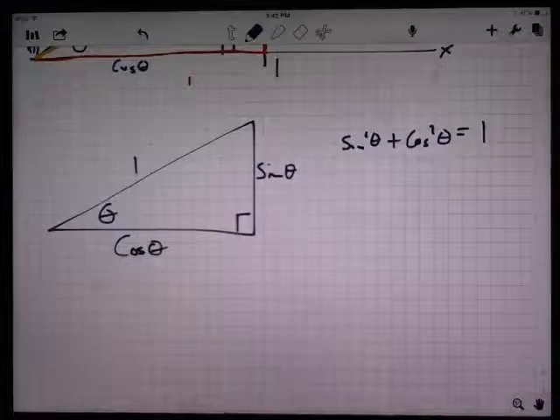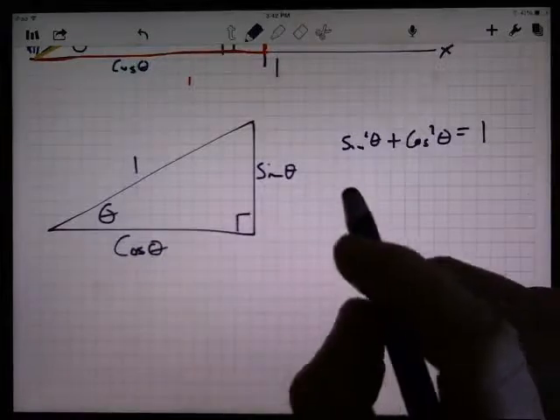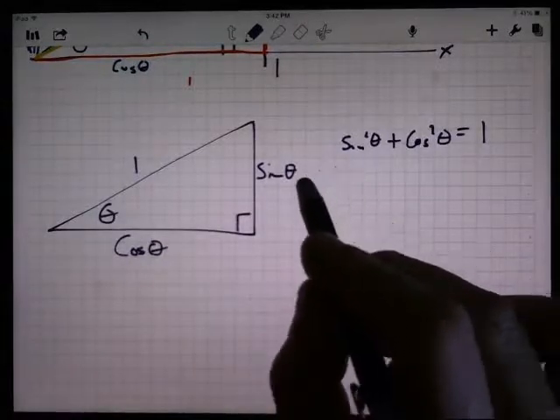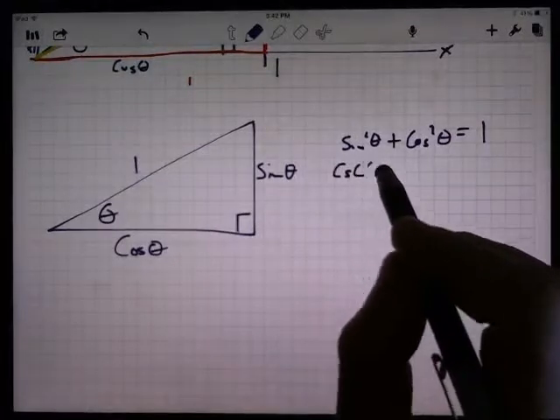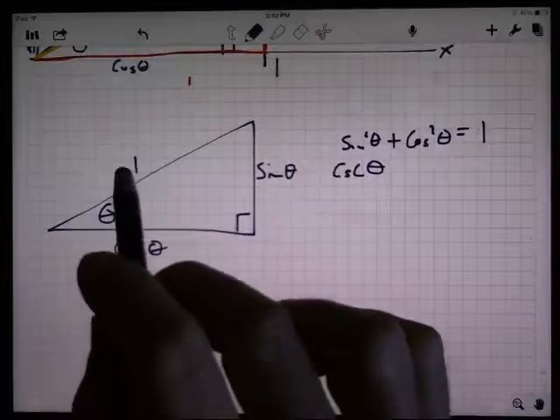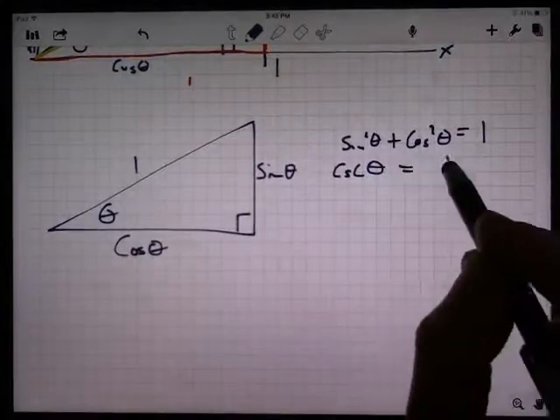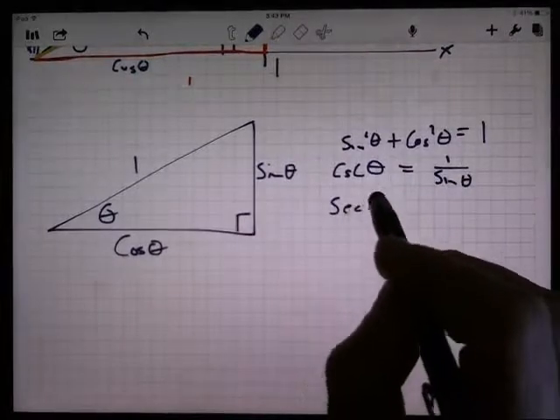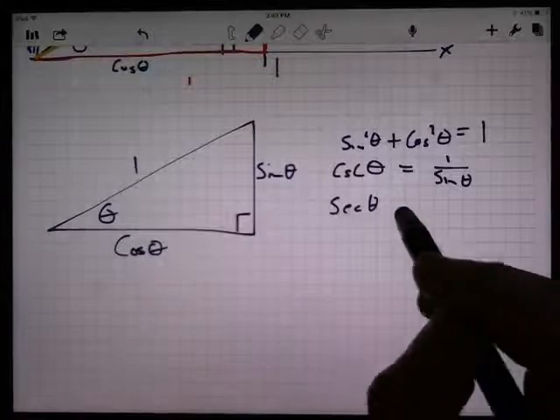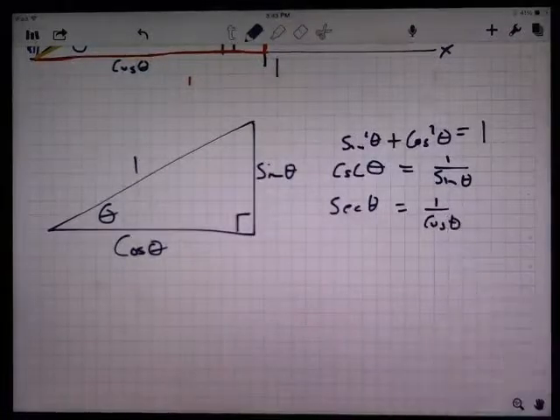Until just this year, as I was doing a bunch of proof by pictures, it occurred to me there's a lot more stuff in here. I also see, for instance, some reciprocal identities. What's the cosecant of theta? Well, the cosecant is the hypotenuse divided by the opposite side. That's 1 over the sine of theta. I can see that the secant of theta, which is the hypotenuse divided by the adjacent side, is 1 over the cosine theta.